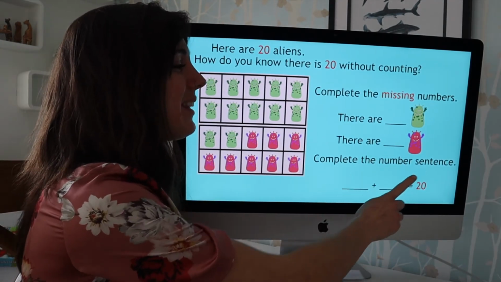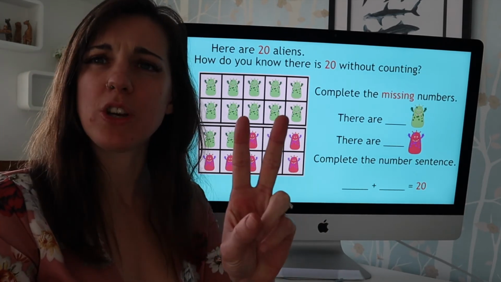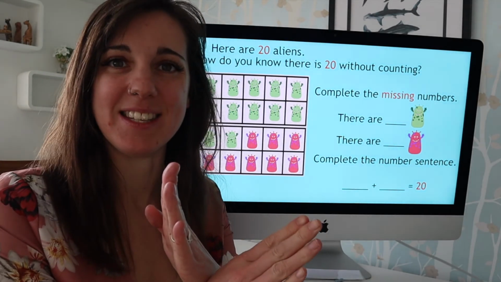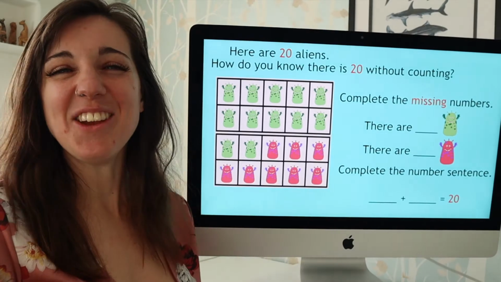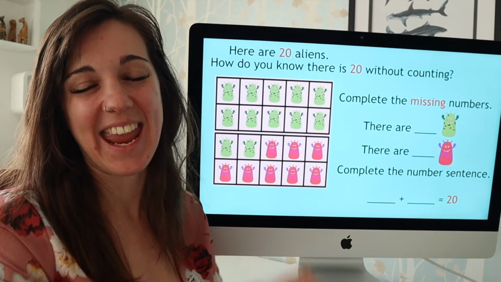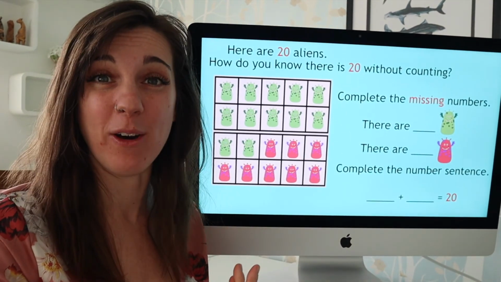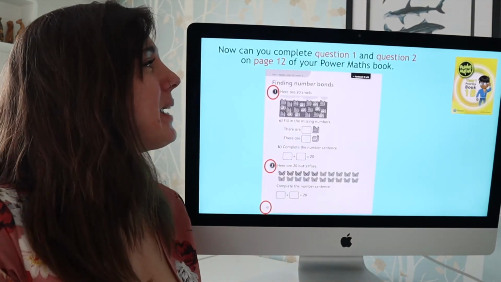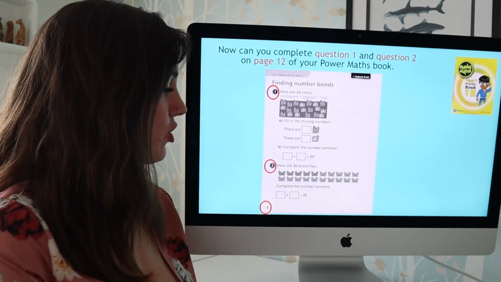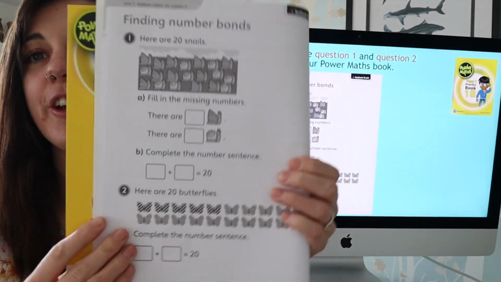It says complete the number sentence. What 2 numbers are we adding together today to make 20? If you said 12 add 8 or 8 add 12, you were right. You can now complete question 1 and question 2. Your page should look like this.